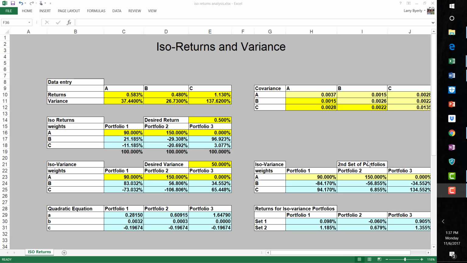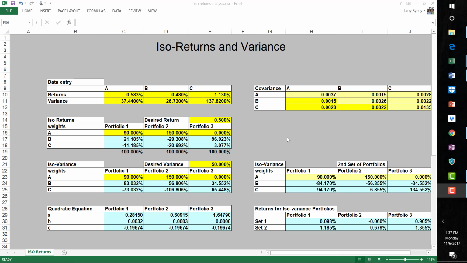So in this case, we have three assets, A, B, and C. We know what the returns of the assets are from our calculations. We also know what the covariance is of our assets. And again, we can input all of those in these yellow boxes. That gets all that data. But then we have to ask ourselves some questions about the portfolios.